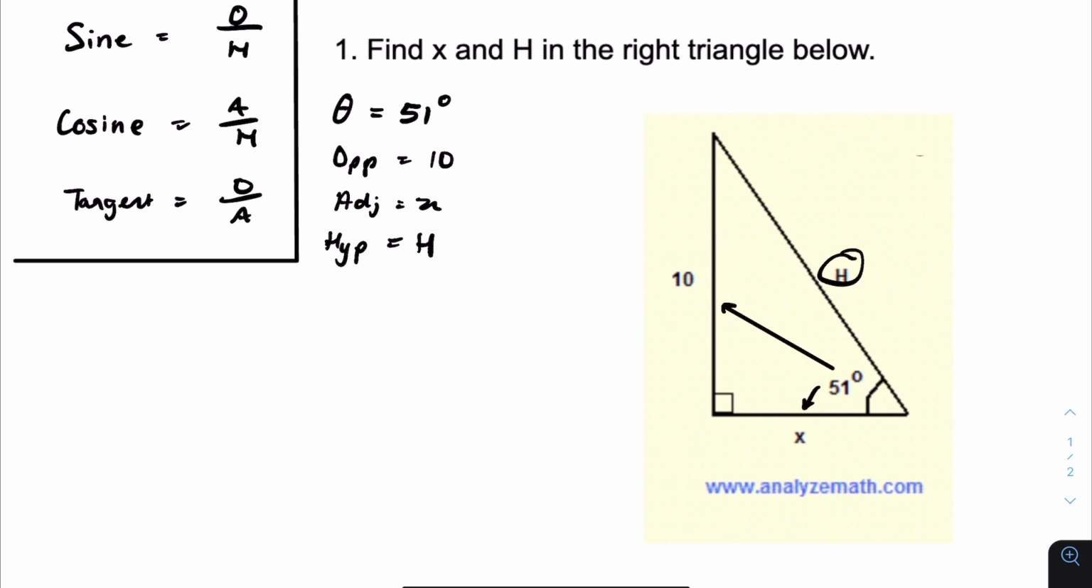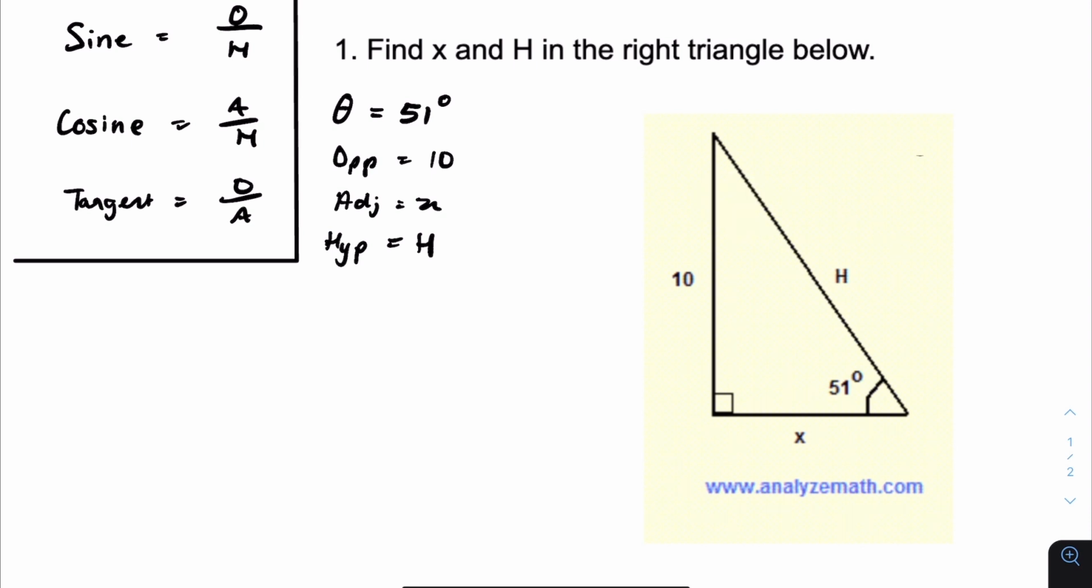I would just like to first point out that there are many ways of doing this question. You also know that this is 90 degrees. So hence, because all the angles in a triangle add up to 180, you know that this here is 39 degrees. And you could look at it from that perspective. Look at this as your theta. You could say, oh, well, the opposite of 39 degrees is x, and the adjacent is 10. And then you could use different methods to solve for x and h. This is just the most apparent way. So based on using 51 degrees, I'm just going to erase the 39 degrees over here.